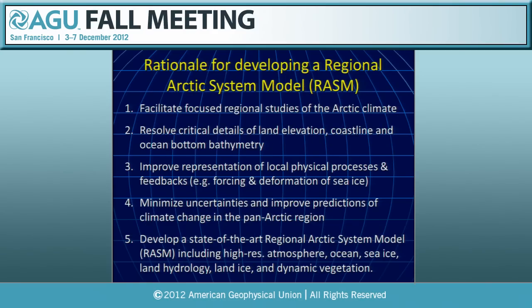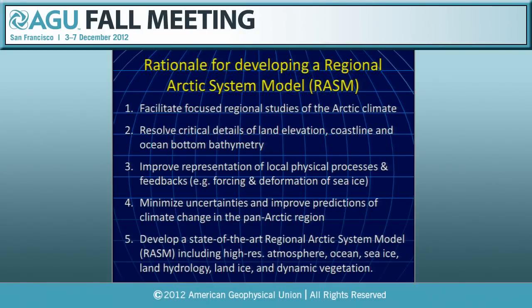So the rationale that we have for developing our regional Arctic system model, or RASM, is that we want to have a model that will facilitate focused studies on the Arctic regional climate. And in particular, by having a regional focus, we want to be able to resolve better critical details of, as I list here, land elevation, coastlines, ocean bottom bathymetry, not so much just for improved resolution, but also because of the processes that are linked to finer resolution issues of, say, with land elevation, drainage flows, catabatic winds, ocean bottom bathymetry, issues of small-scale circulations that, as Wiesla has shown in some of his work over the years, potentially have a strong influence on how sea ice evolves in the Arctic.